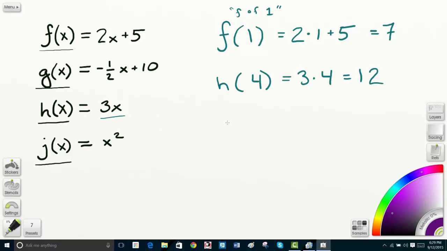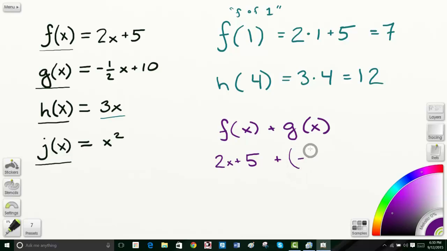And I say, I just want to put those two functions together and find out how much money we're making. So I would say, I want to take the f of x equation and add it to the g of x equation and find out how much money we have in general. So we'd write out f of x plus g of x. And all that means is that we take the f of x function, which is 2x plus 5, and add it to the function g of x, which we know is negative 1/2 x plus 10.